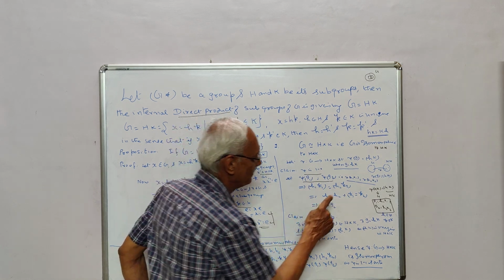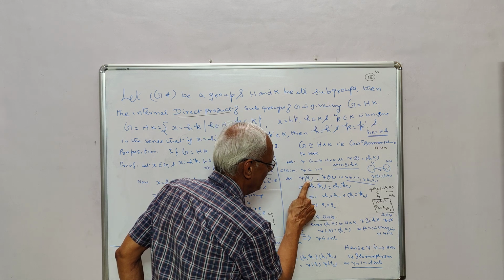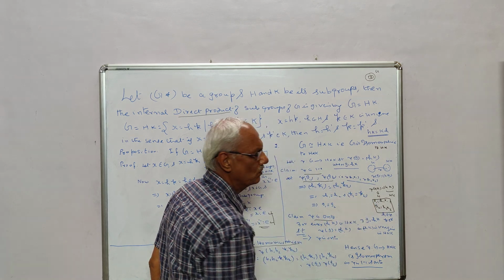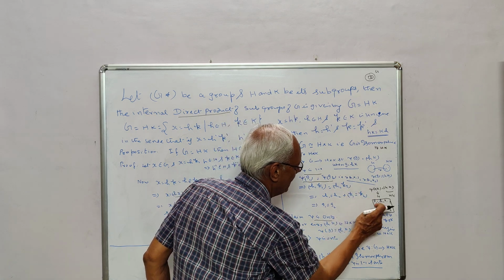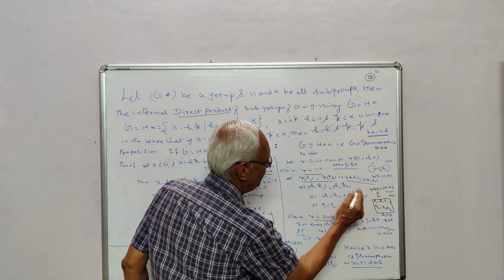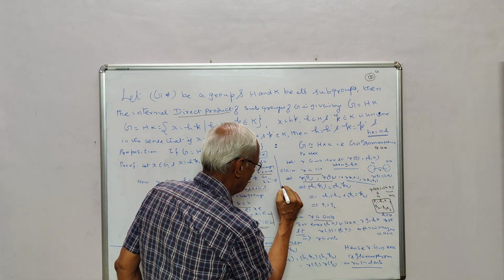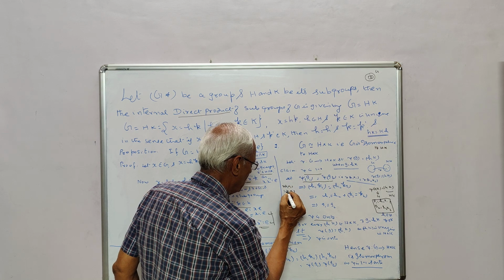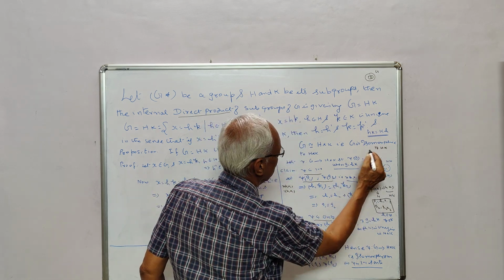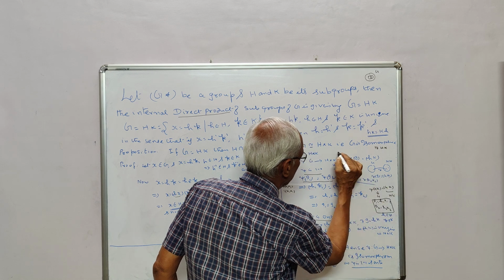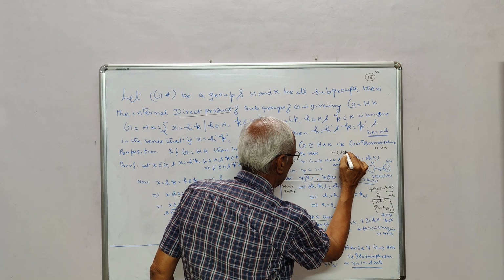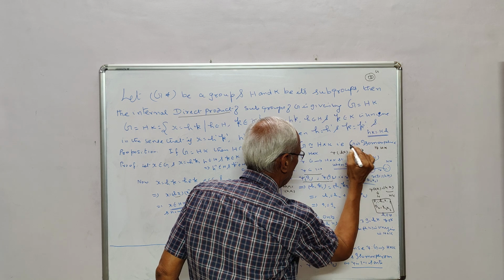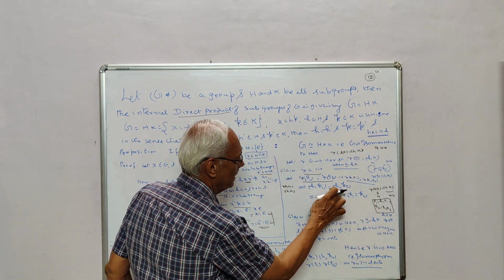Let us suppose that xi of G1 is equal to xi of G2. This will mean that xi of H1K1 is equal to xi of H2K2. But xi of H1K1 is nothing but what? I have written here, xi of HK is equal to H, K. So this is nothing but H1K1 is equal to H2K2.